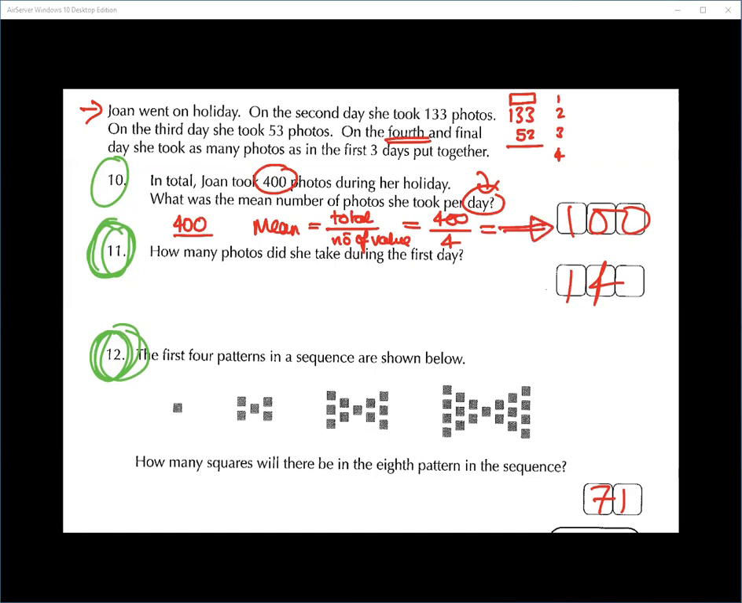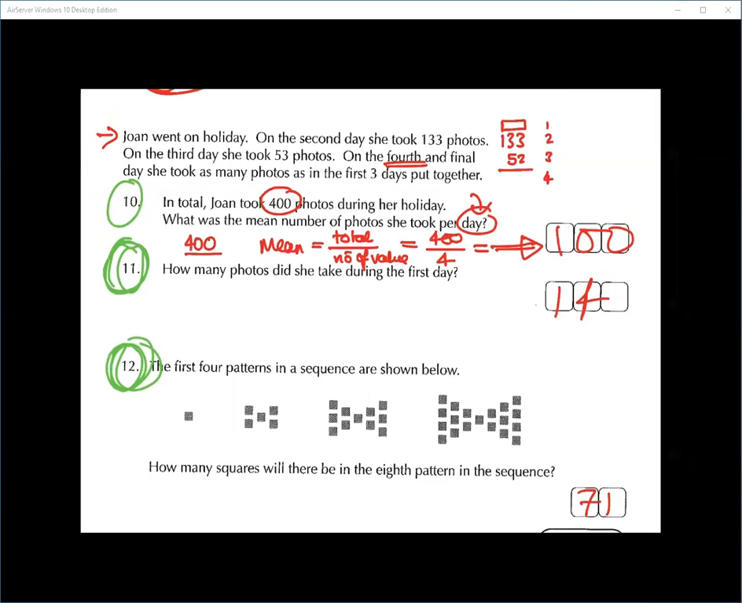So question number 10 is actually easier than anything. So we get the 400 total photos divided by 4 days, which gives us 100 photos per day, or an average of 100 photos per day.